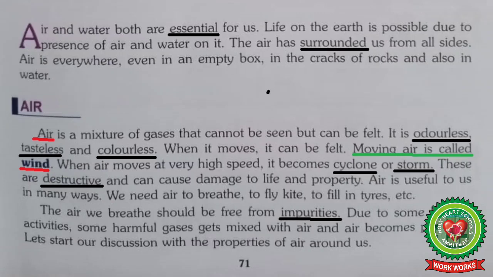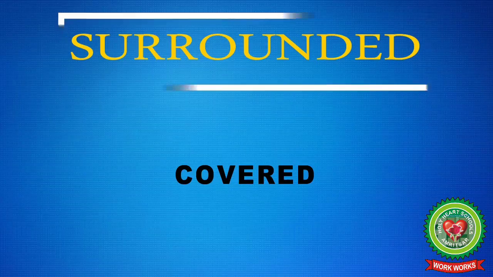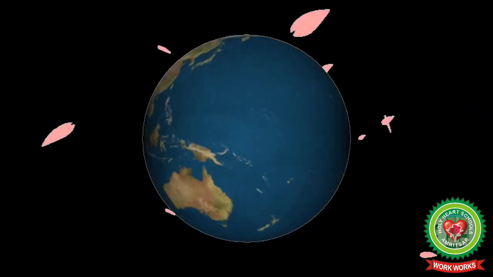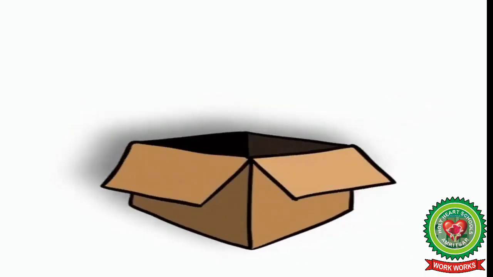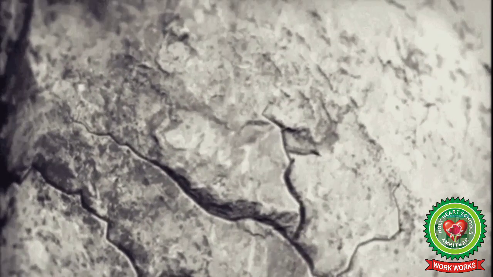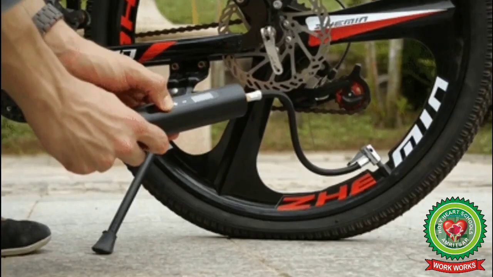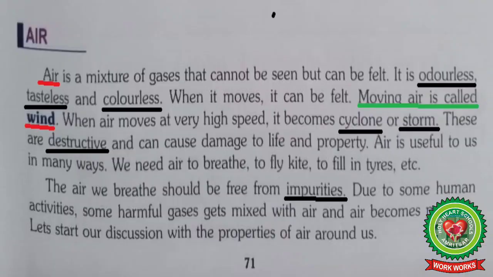Air has surrounded us from all the sides. Now, underline the word surrounded and write down its meaning, covered. Air is present everywhere, like it is present in an empty box, in cracks of rock, in water, in tires, and in balloons. Now students, we will read from the topic air.